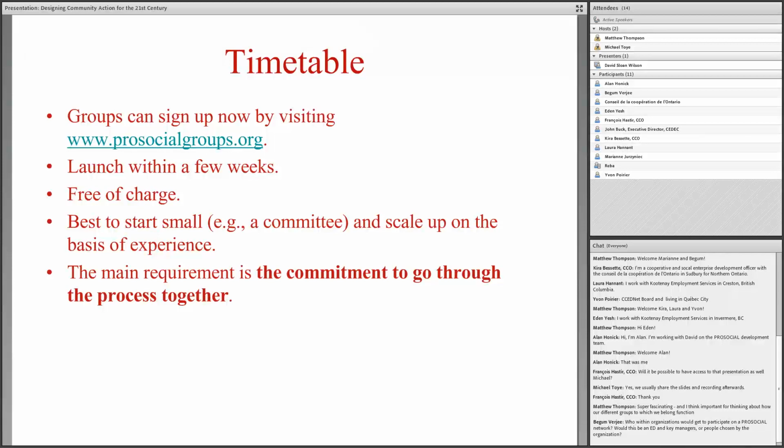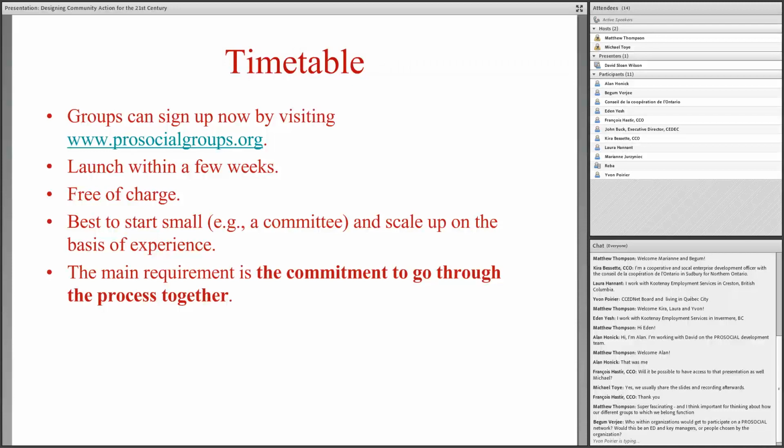The timetable is we're just about to launch. This is a big job, and so I'm a little frustrated we haven't launched already. But we think that we're ready for what we call a soft launch. Groups can already sign up and learn more about it by visiting prosocialgroups.org. This is free of charge.